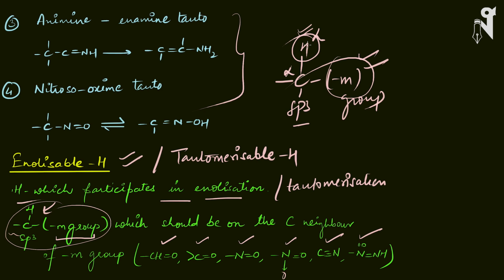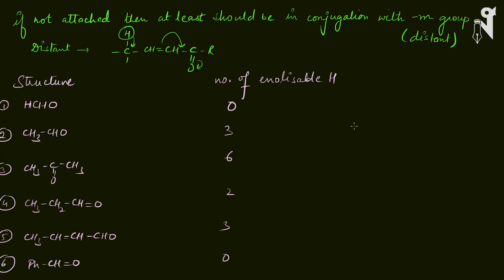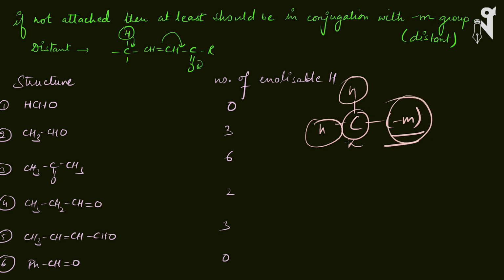Now I'll give you some compounds. We will see how many enolizable or tautomerizable hydrogens are present in each compound. Just now I have told you what the enolizable or tautomerizable hydrogens are: the alpha carbon's hydrogens. But there is one more condition where you can consider the hydrogen as enolizable or tautomerizable: if the carbon is not directly attached to the minus M group but is in conjugation with the minus M group. That means it is in a distant relationship with the minus M group through conjugation, then also the hydrogen will be considered as enolizable hydrogen. This is important, please understand this carefully.